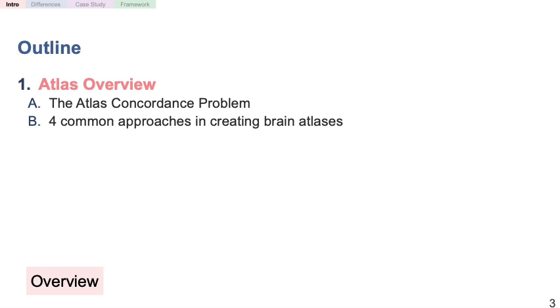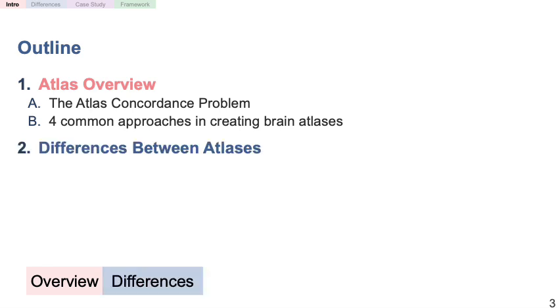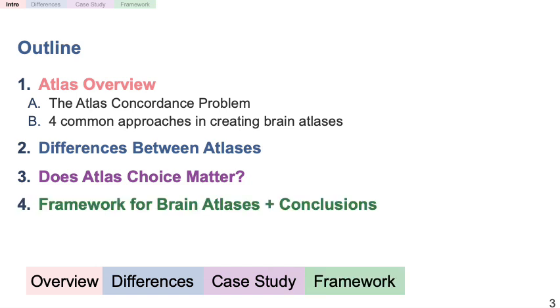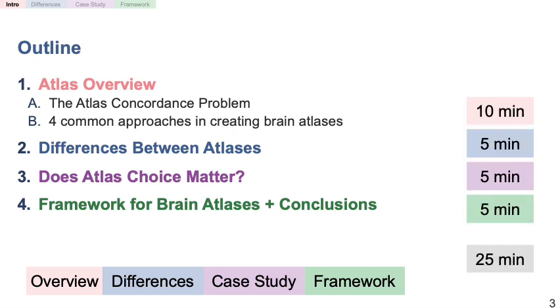I first start with a discussion on the atlas concordance problem and the 4 common approaches in creating them, and even though some concepts here may be potentially mentioned in other talks, I think it is still helpful reiterating them in a different way. After taking a survey of many atlases, I will talk about some of the differences between them, including the wide variety of atlas features. Then I will tackle the question, does atlas choice matter? And finally, I will end with the framework for brain atlas selection and some conclusions taking approximately 25 minutes total.